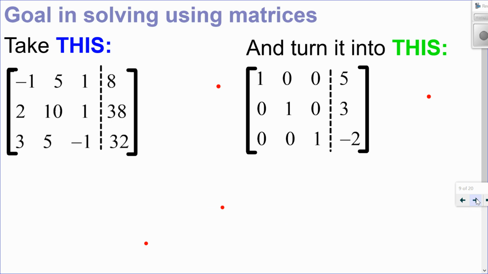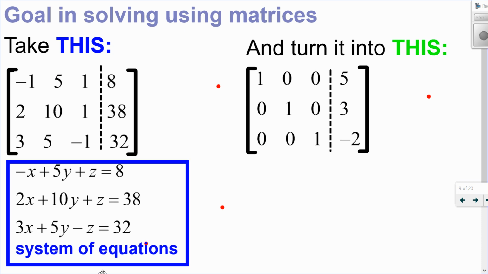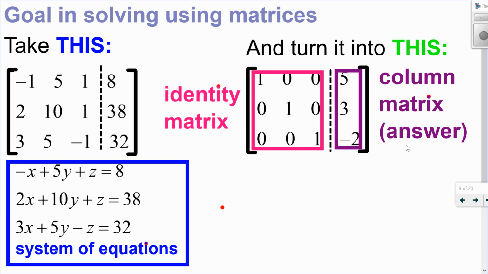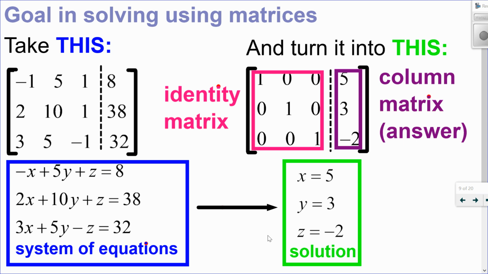So our goal in solving systems of equations using matrices is to take something like this, which comes from a system of equations, and I want to turn it into this. And what this is, is made up of an identity matrix to the left of the equal sign and a column matrix, which is the answer. So if I was solving this system of equations, I would write it as a matrix like this. And my goal is, through matrix operations, to get it into this form here.